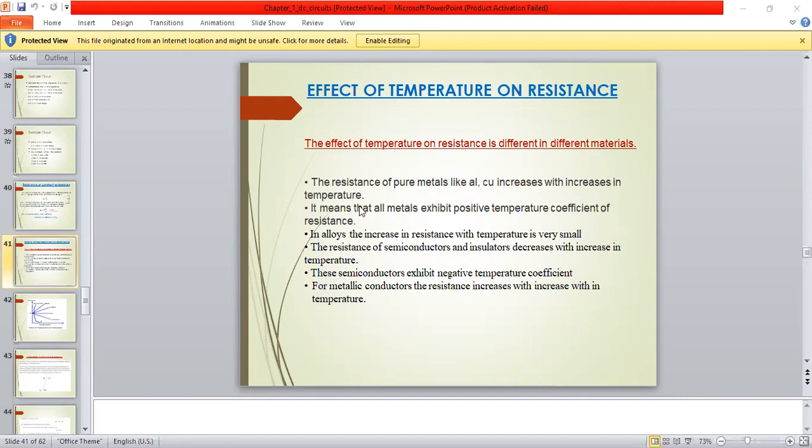Okay, the last point, the metallic conductors which are made up of metals, the resistance increases with increase in temperature. ठीक है, as we have already discussed in the first point, so in case of metallic conductors also, the resistance increases with increase in temperature. Okay. So we have studied here 3-4 materials. Like for pure metals, resistance increases with temperature. For alloys, there is a small increase in resistance with temperature. For semiconductors and insulators, there is decrease in resistance with temperature.